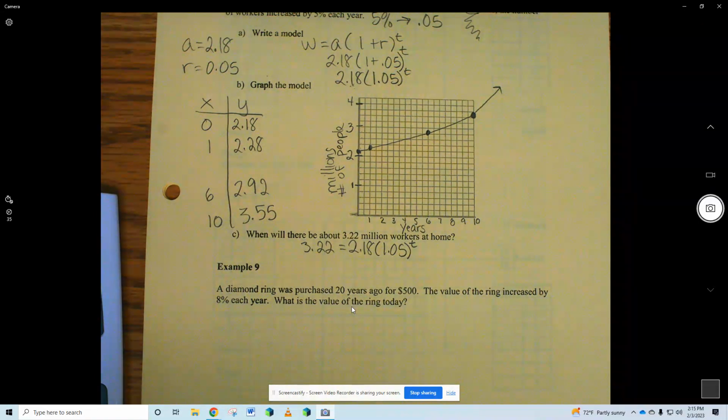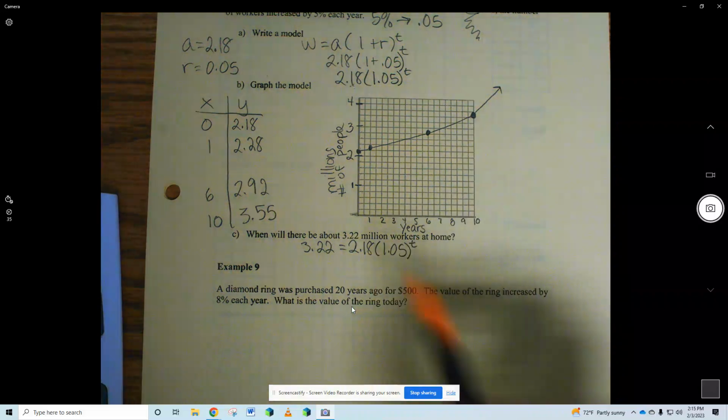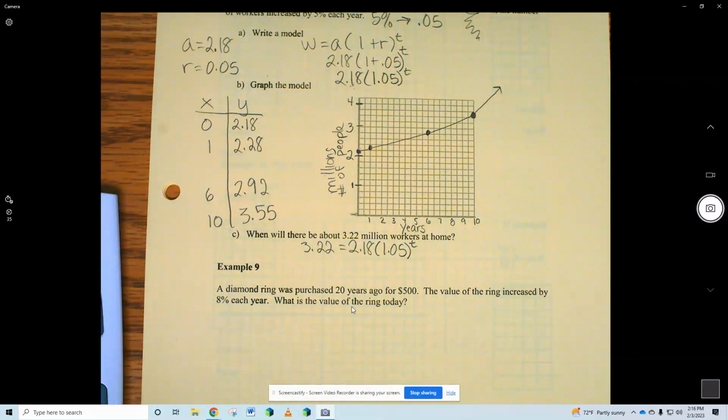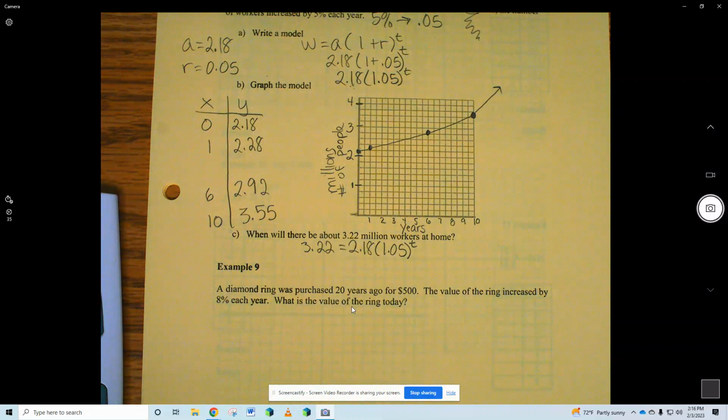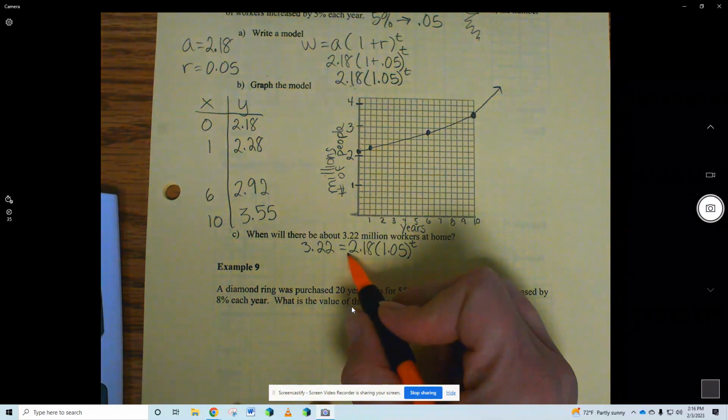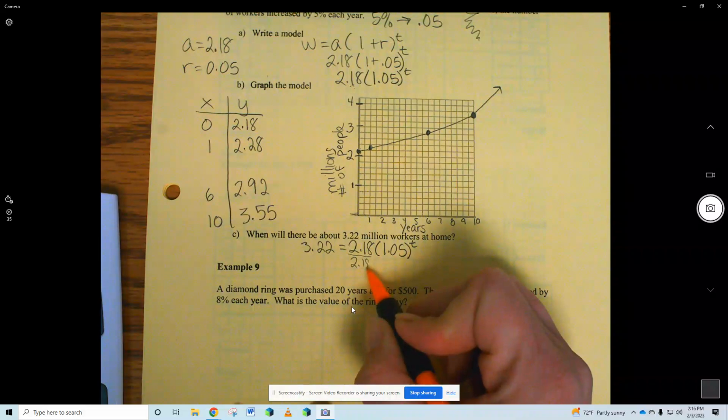And then, okay, I slowly need to isolate t and figure out what this would be, you know? So, any thoughts on what I would do first? Okay. You're going to divide by 2.18 to slowly isolate things.